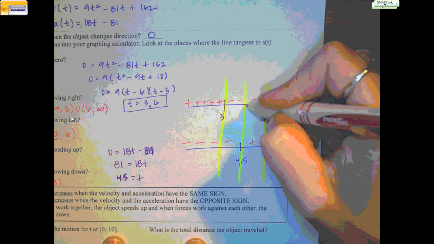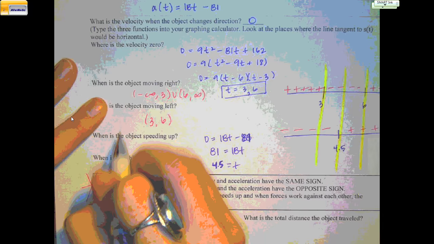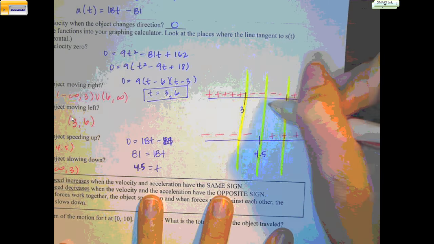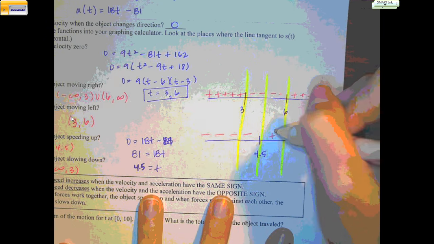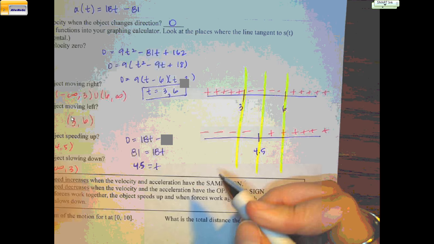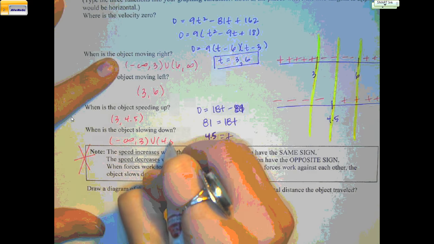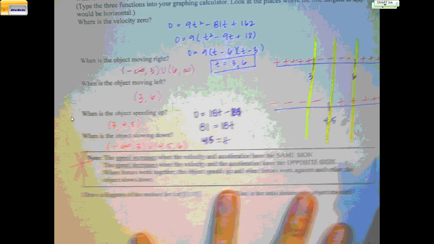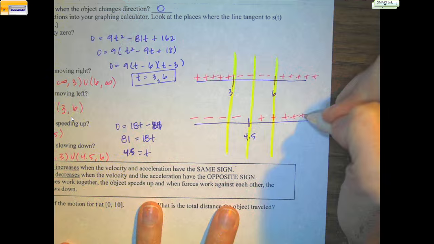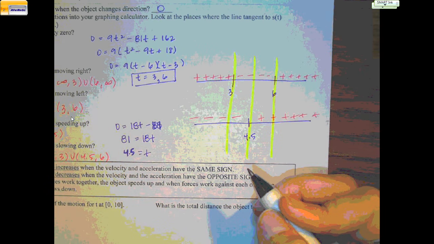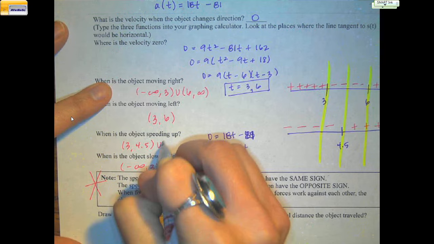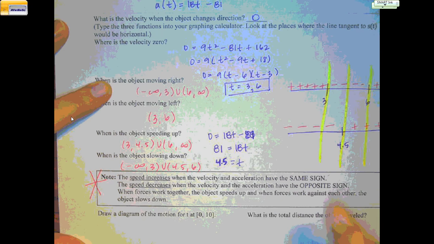The signs don't match. All right, let's look between 3 seconds and 4.5 seconds. The signs are the same, so it's speeding up from 3 to 4.5. And then something changes again. From 4.5 to 6, the signs don't match. The forces are working against each other, so it's slowing down. So we have from 4.5 to 6. And then from 6 to infinity, they're both moving in the same direction. They're helping each other out, and so it's speeding up. So we say 6 to infinity, working together.